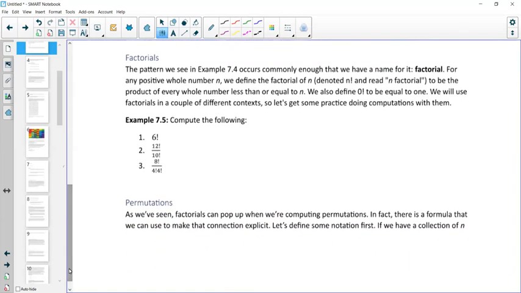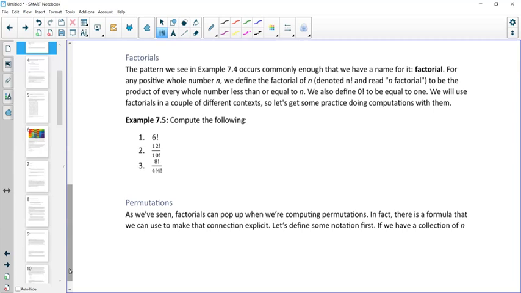And the next thing we look at here is called a factorial. You may have heard of this. The pattern we see in the previous example occurs commonly enough that we have a name for it, factorial. For any positive number n, we define the factorial of n, denoted n with an exclamation point, read n factorial, to be the product of every whole number less than or equal to n. We also define 0 factorial to be equal to 1. We will use factorials in a couple of different contexts. So let's get some practice doing these computations.